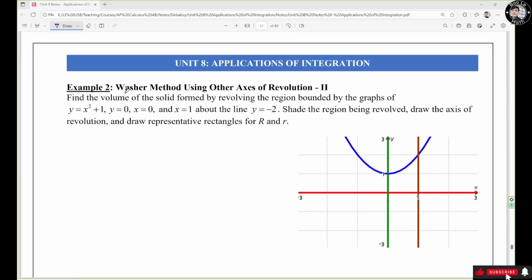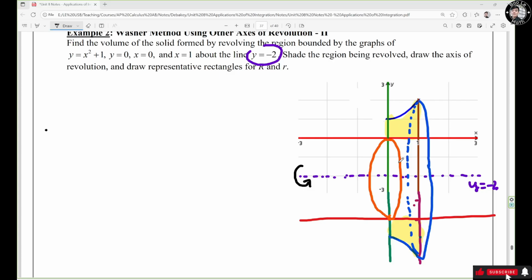Now let's move on to example number 2. We're going to revolve these regions about the line y equals negative 2. So y equals negative 2 is going to be right here. Here's the complete solid after the revolution. The axis of revolution is y equals negative 2, and this is a horizontal axis. So for a horizontal axis, the volume should be in terms of s.